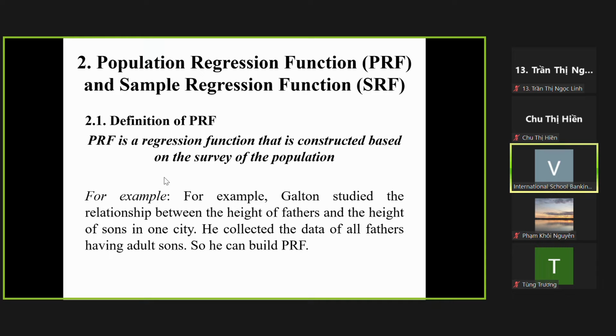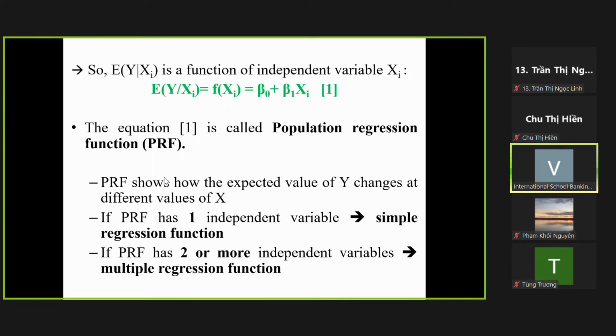That means he can observe the whole population. So in this case, he can build the PRF. Okay. And as I said to you, the regression function has to reflect the regression line. And we have the definition that the regression line is a line that connects all the median points. So that's why the dependent variable of the regression function is the conditional expected value of y, and it is a function of x.